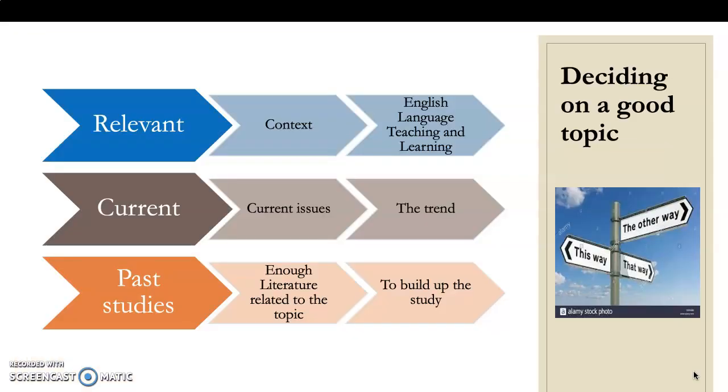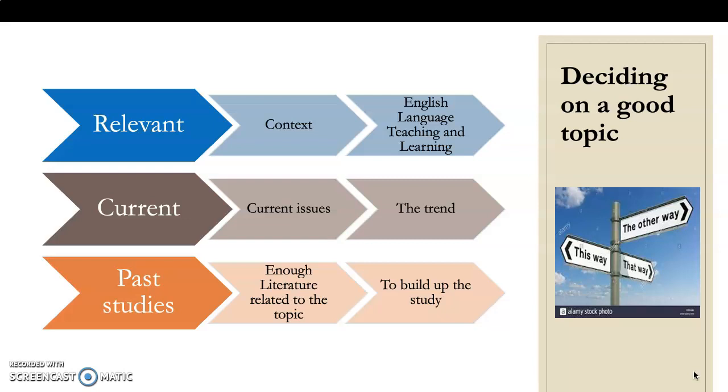So what about deciding on a topic for your research? First of all, you need to decide on your topic. You need to find a relevant topic. The topic has to be related to the area of your study. For example, your area of study is English language teaching and learning, so you find a topic relevant to this area. All right. And then it has to be current. It has to address current issues, because if you choose a topic which is not current, it will not get cited and there will be nothing new about your study.